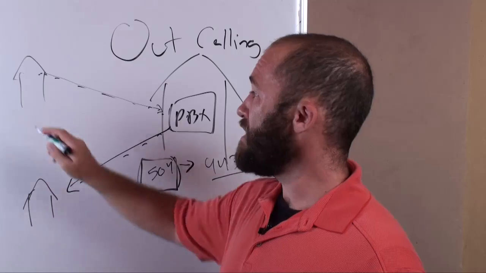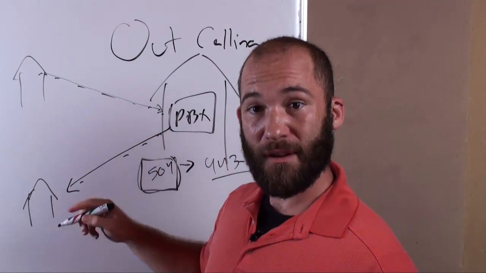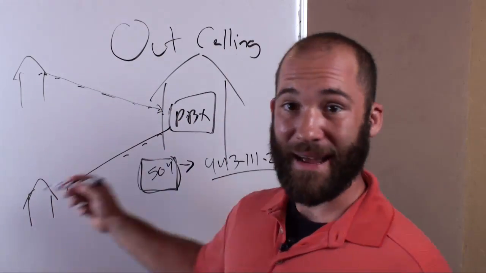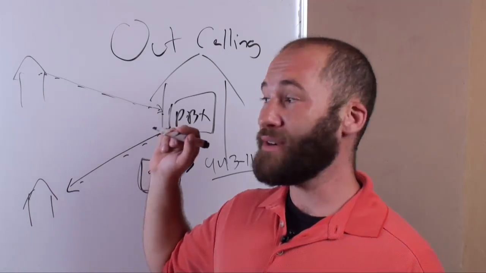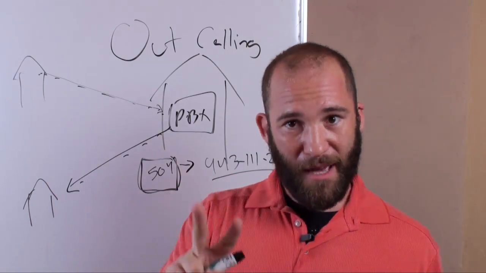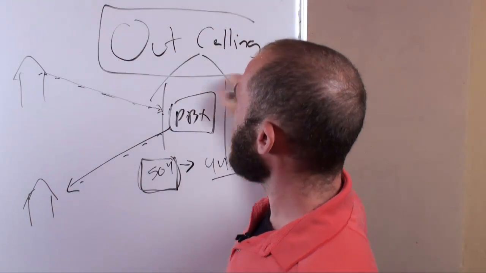Out calling is when people can call in to the PBX, and then through forwarding or etc., the PBX will route the call back out to the outside world. So this could be to a cell phone, this could be to a home phone, this could be to another office, etc. Two big things that you just have to remember with out calling.